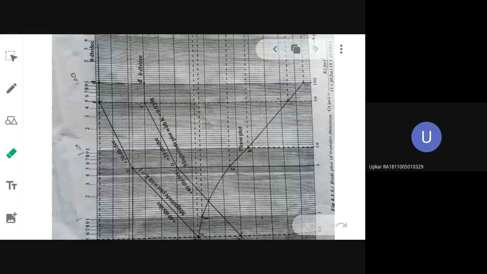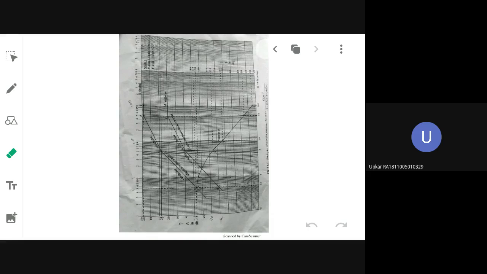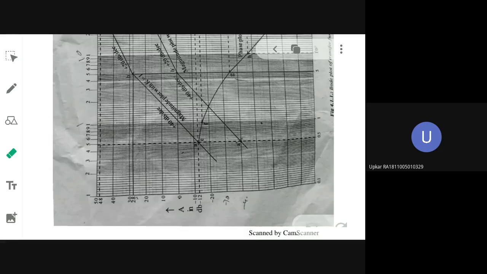Now with these 2 tables you need to obtain the Bode plot. Now we will see the plot. This is the plot that is shown. Again, what are the magnitude values that you have? Have you written them down? Have you copied them?